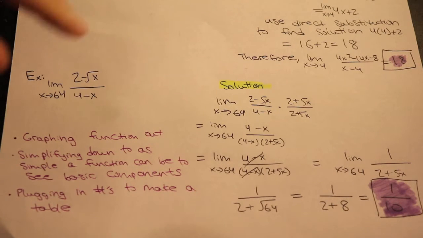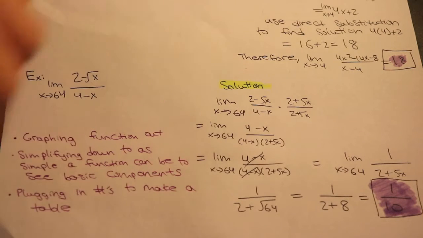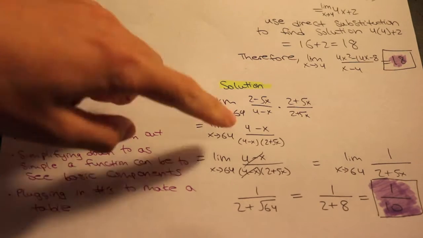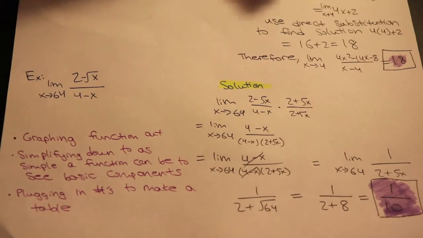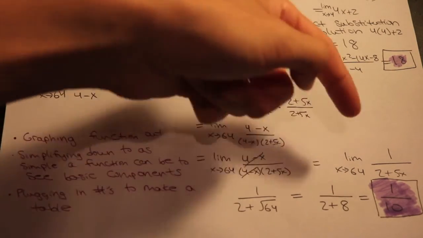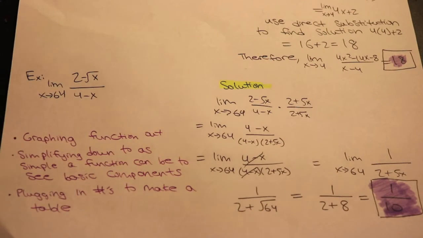And so we're going to go through and solve and multiply by the conjugate on both the top and the bottom, and this will give us 4 minus x on the top, and that'll give us 4 minus x on the bottom. And like in this example on top, we're going to cancel those out, and we're going to get 1 over 2 plus root x. So then we can use our direct substitution and plug in the 64, and you're going to get 1 over 10 as your final answer.